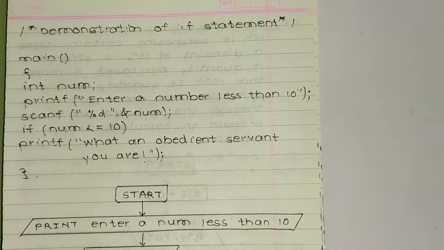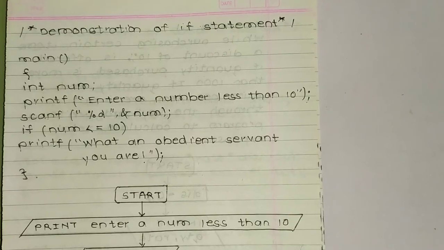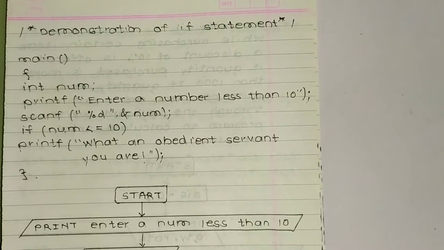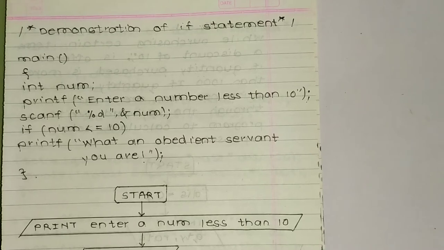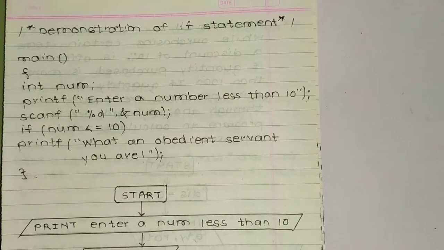Demonstration of if statement. Main, then int num. So main is basically a function, so it is compulsory in every program. Now bracket open, int num, that is, num is an integer. Printf, "Enter a number less than 10", semicolon. So here we are telling the compiler to enter a number which is less than 10.